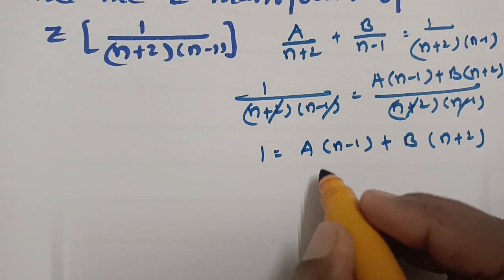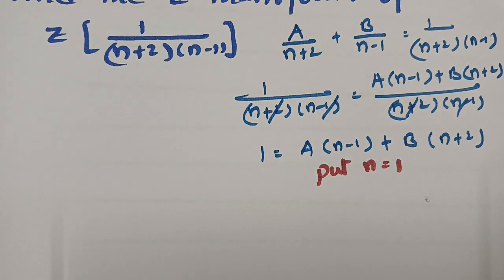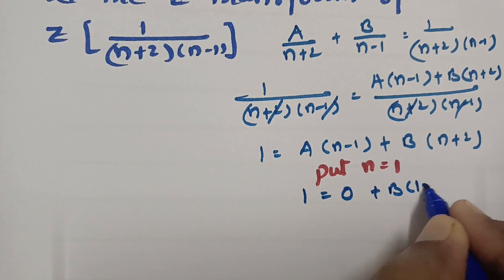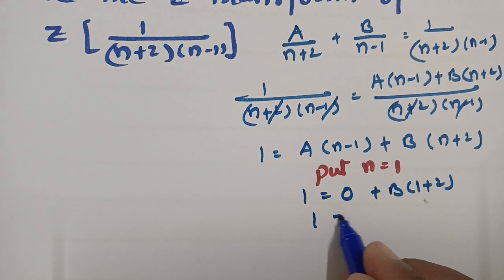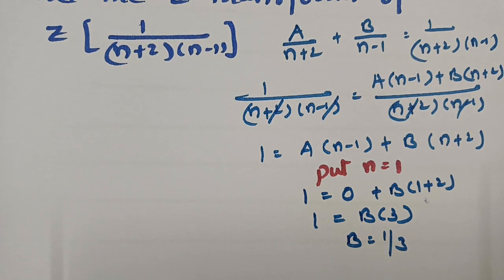Put n is equal to 1. Here 1 minus 1 will be 0, and therefore 1 is equal to 0 plus b into (1 plus 2). 1 is equal to b into 3, and we got the b value as 1 by 3. After getting the b value, next we have to substitute some value for finding a.